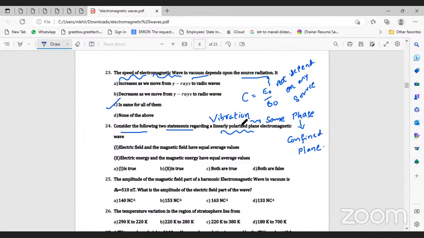Now we have to discuss that polarized light with respect to electromagnetic waves. Electric and magnetic field have equal average values? Yes, it is true, because the electromagnetic wave is created by the contribution of both electric and magnetic fields. So electric field and magnetic field will have equal average values.